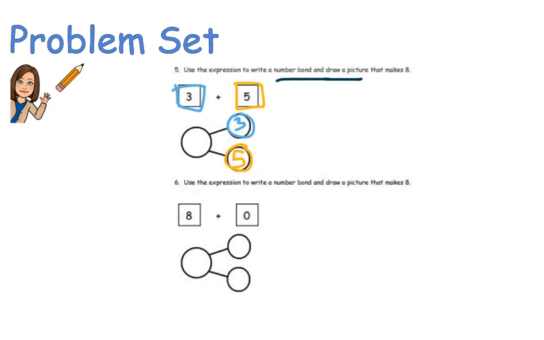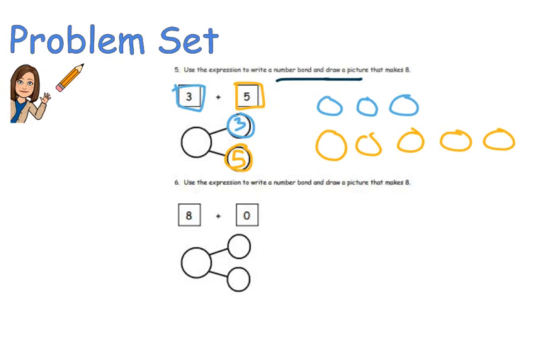It's very different. So for the 3, I'm just going to draw 3 circles. 1, 2, 3. And now for the 5, I'm going to draw 5 yellow circles. 1, 2, 3, 4, 5. Alrighty, now I'm going to count them all together. 1, 2, 3, 4, 5, 6, 7, 8. And I'm going to fill in my total. 8.